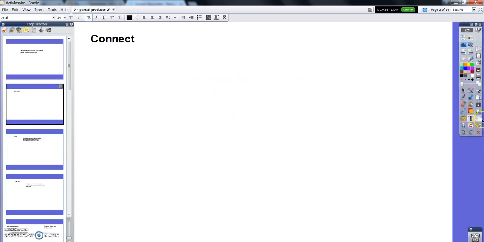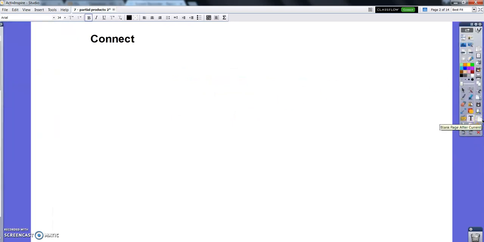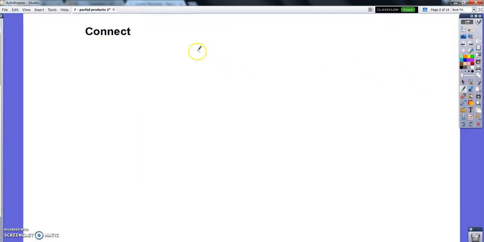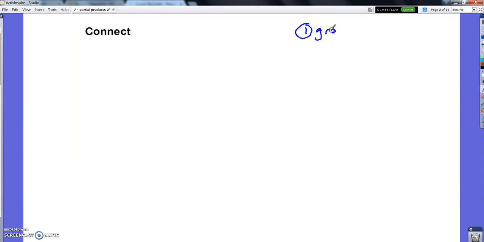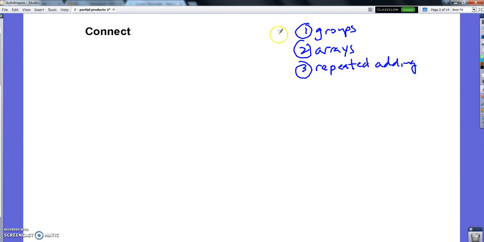Alright, so to remind you of the partial products method, I'm actually even going to remind you why I taught you the partial products method to begin with. Remember we talked for a while about some of your third grade strategies. And we ran into some issues with numbers being too complicated for them. So we talked about groups, arrays, and repeated addition. They're great strategies, and I encourage you to remember them and to keep using them when they work.